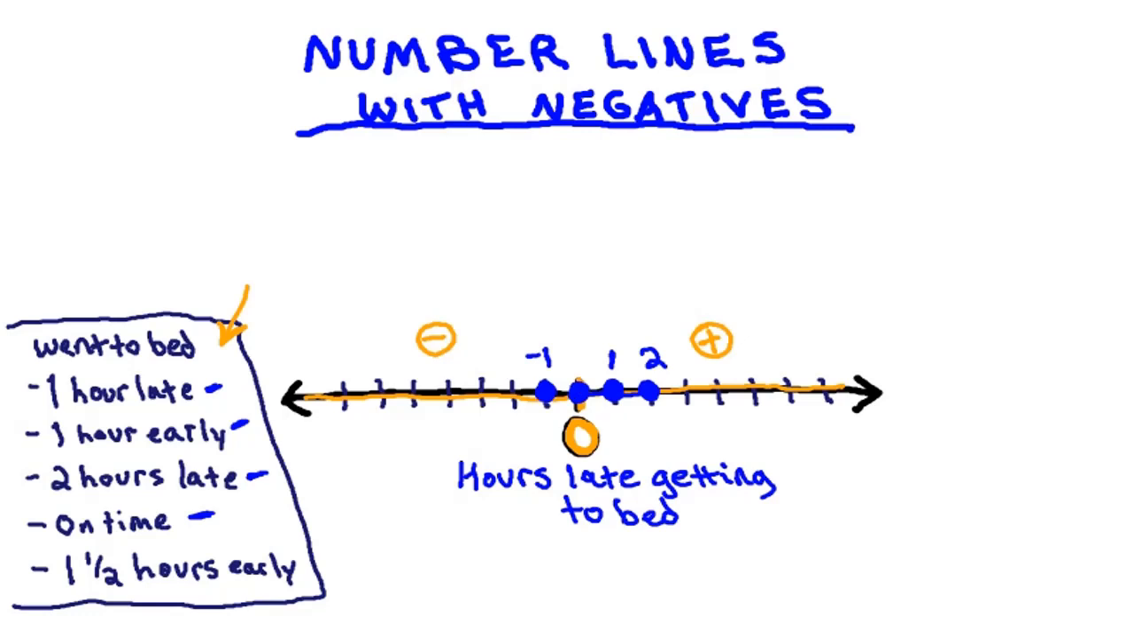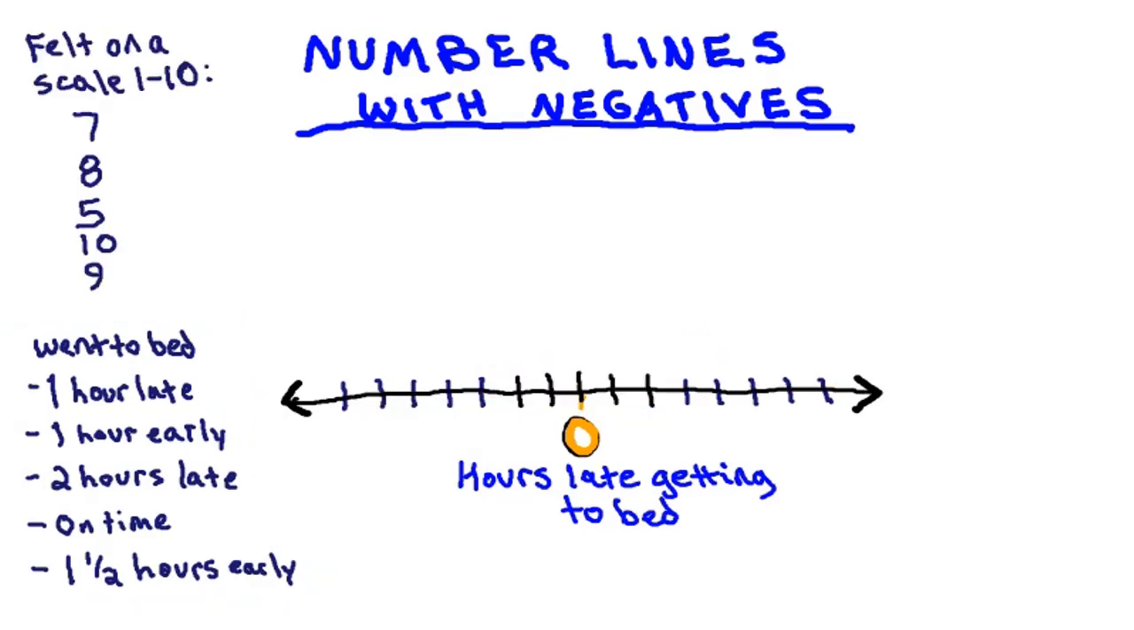And then finally, on Thursday night, you went to bed 1.5 hours early. So that's going to be negative 1.5. So we have our negative 1 right here. And then the next marker is going to be negative 2. So negative 1.5, we would plot a dot right in between the negative 1 and the negative 2. And these would be all the dots of when you went to bed for 5 days in a row.